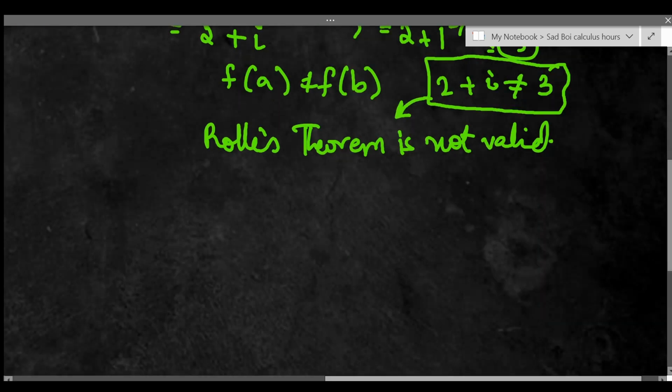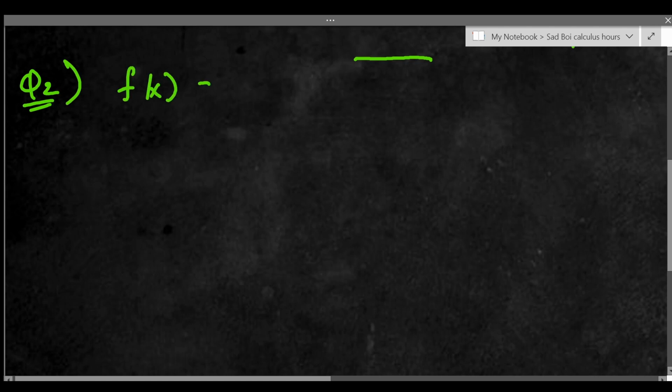Now let's move on to the second question. The next question that we have is, consider a function f of x equal to 1 minus x squared over 1 plus x squared, and you have to check whether Rolle's theorem is applicable on this function on the domain minus 1 to 1.